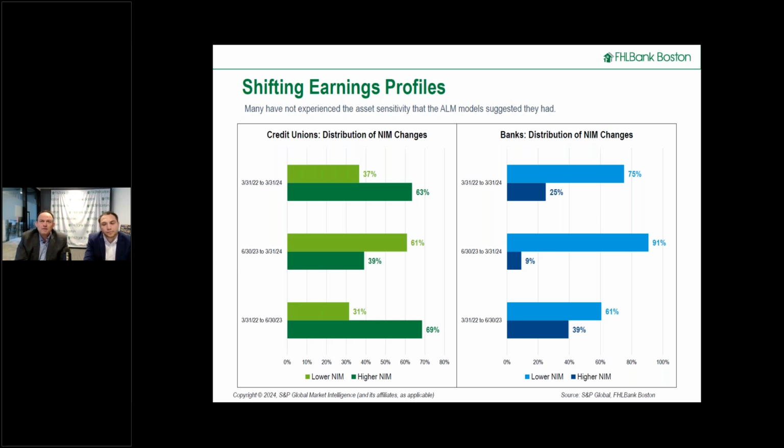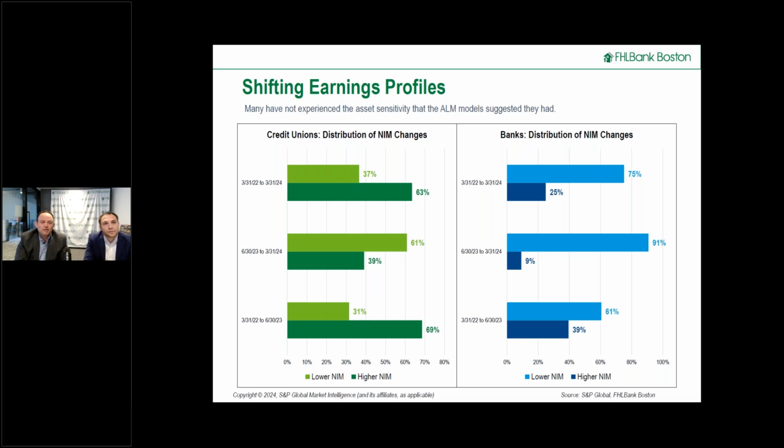And what we saw is that the asset sensitivity that many folks thought they had when looking at their ALM inputs and assumptions really didn't play out like that. We saw a plus 500 on the front end of the curve, a little bit less than that further out. And the majority of banks saw contraction in NIM with that rise in rates. Now, credit unions did a little bit better.